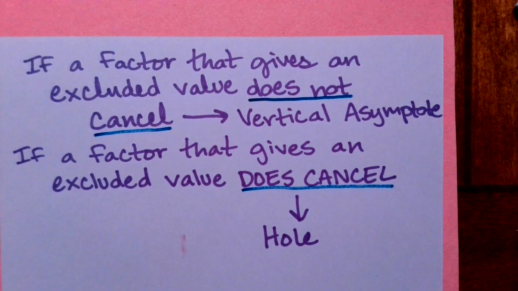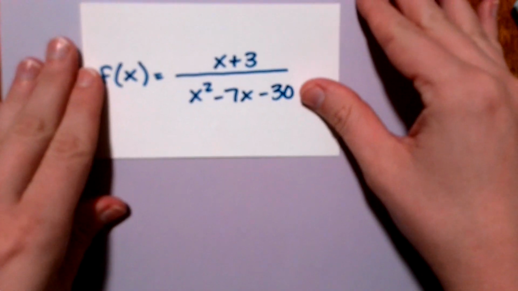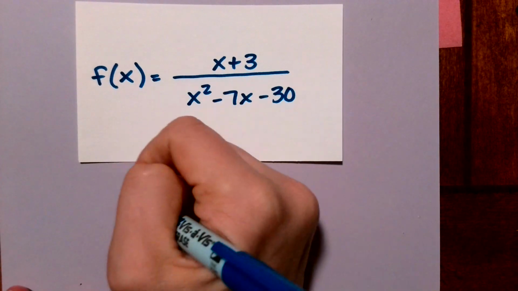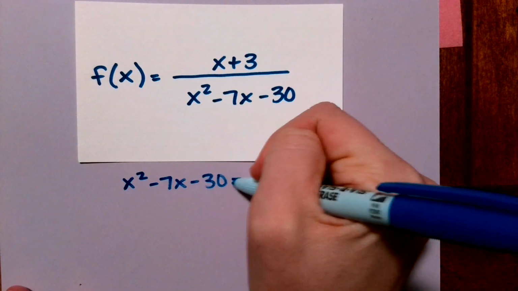Okay, what it could look like, we could have a situation like this, where in this case I have more than one excluded value. I've got that x squared minus 7x minus 30 that can't be 0.